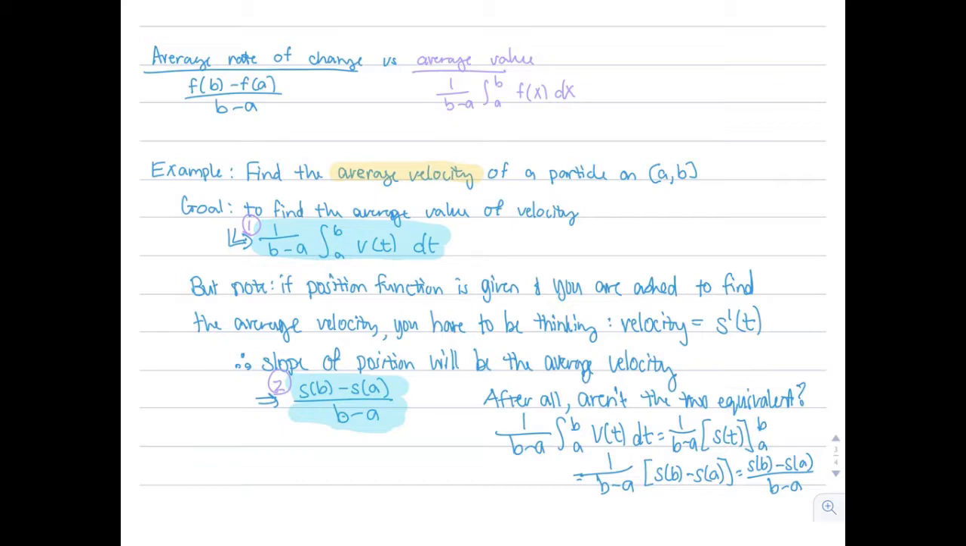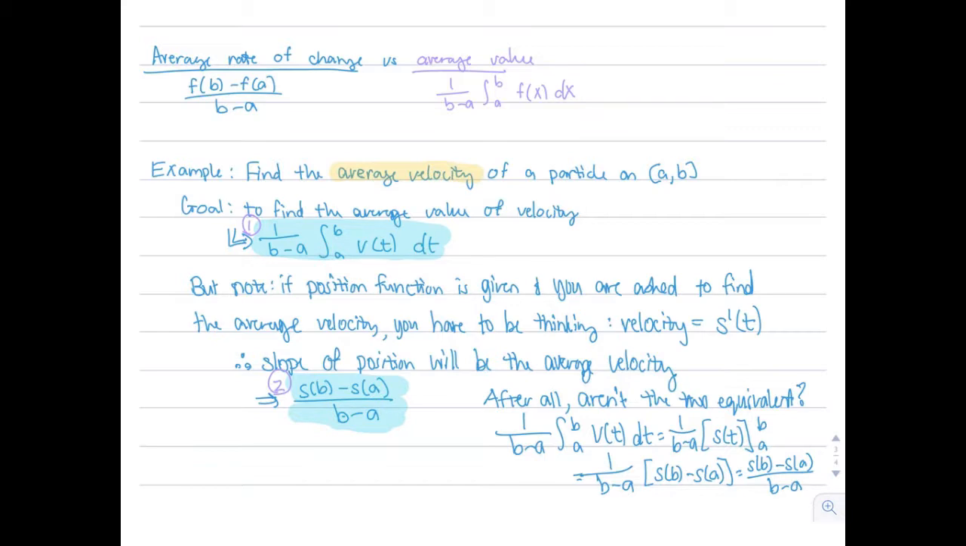Now, I think where possibly people are getting confused is in an example problem that might be: find the average velocity of a particle on AB. So it depends on what information you're given. Average velocity, if you're given the velocity, then you want to find the average value of that function. So you need to use this formula here. If you're given velocity and you want to find average velocity, then you would do 1 over b minus a integral from a to b of v of t dt.